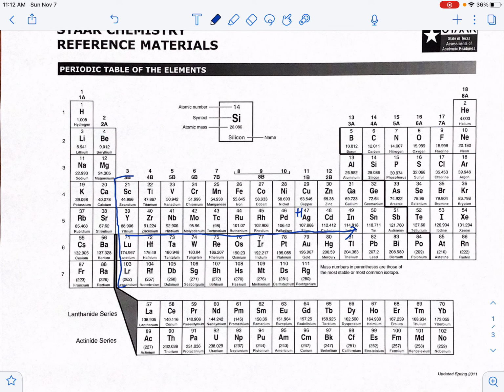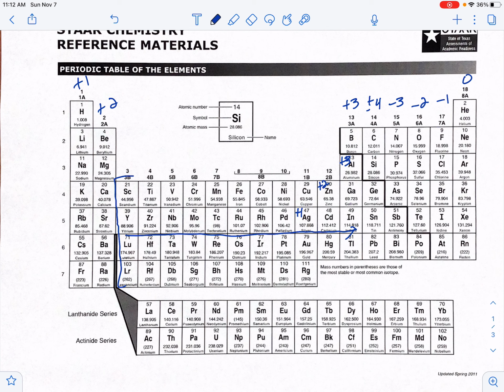Remember, the only ones that are exempt from having a variable charge would be silver, which is always a +1, zinc, which is always a +2, and aluminum, which is always a +3. Then you have your other groups. You have group 8 is 0 charge, then -1, -2, -3, ±4, +3, +2, and +1.